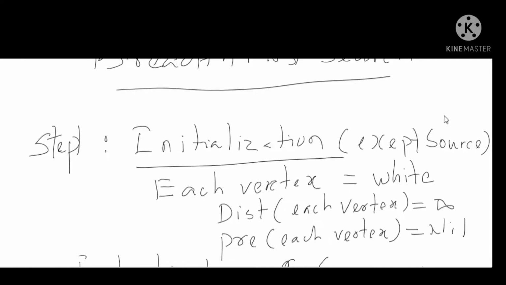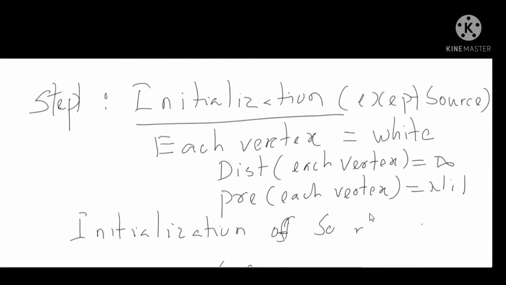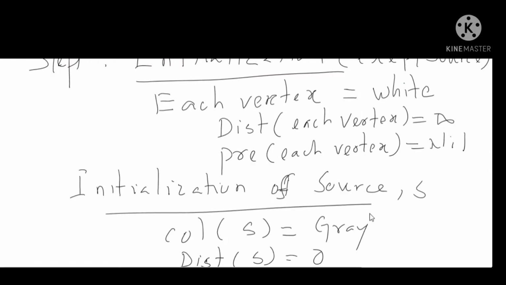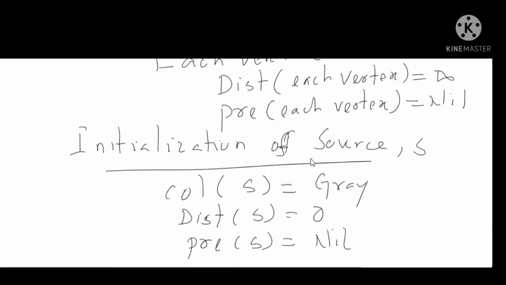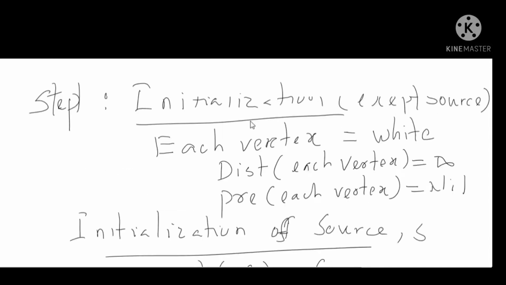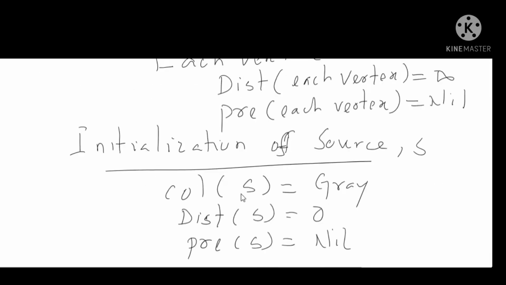Then what about the source vertex? The source vertex is initialized using the same three parameters. The color of the source vertex is gray, but if you think about the color of other vertices, initially they are painted white. The color of the source vertex is painted gray.